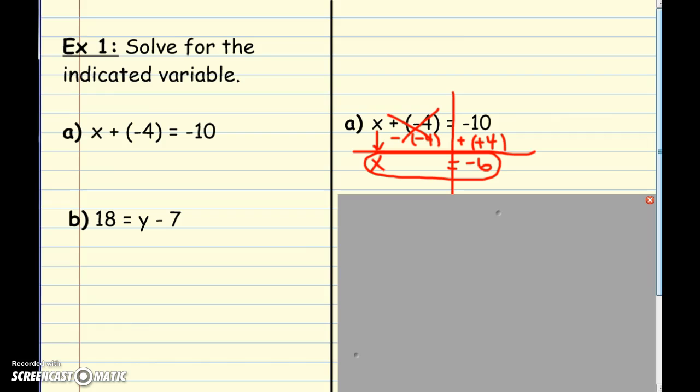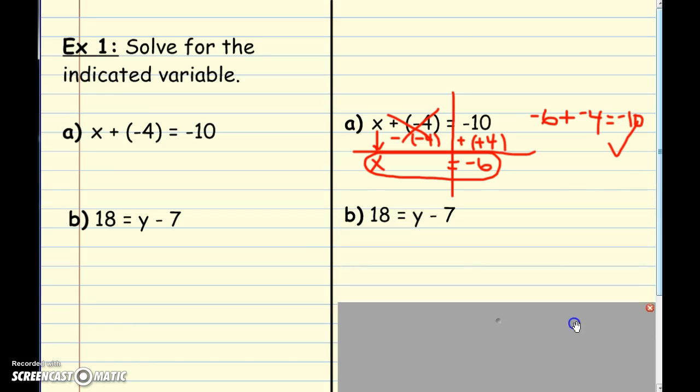It's always a good idea to check your solution by plugging it back into the original equation. So I'm going to take that -6 and put it in place of my x. Then I'm going to think through what we know about integers. First of all, anytime we add two negative numbers, it stays as the negative. And we already know that 6 plus 4 is 10. So this does give us the answer that we want. I'm going to check that one off.